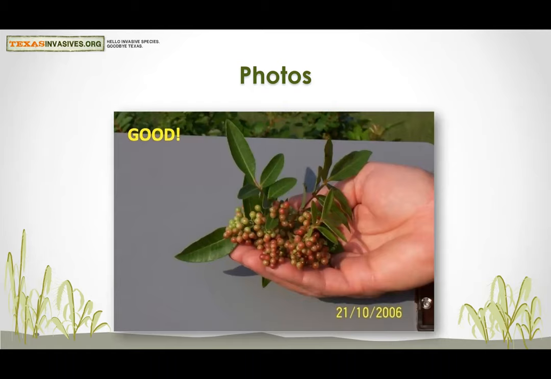Because if you're sending a picture of just the winterized, dried up version of the plant, well, that's going to be hard for us to confirm or deny. Because again, we have to have a strong amount of certainty when we're validating something based on a photo.